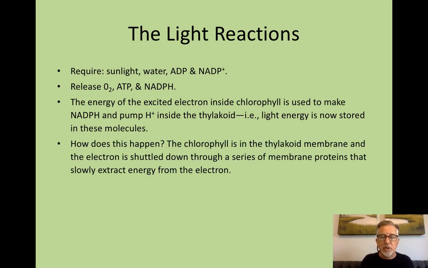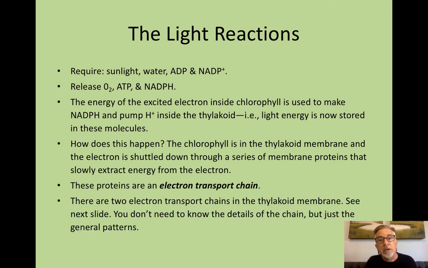And this happens because the chlorophyll is in the thylakoid membrane and the electron is excited and then shuttled down a series of membrane proteins, in other words, down an electron transport chain, that slowly extract energy from the electron. There are actually two electron transport chains in photosynthesis, and we're going to see them in the next slide. You don't need to know the molecular details of the chain, but the general patterns of what happens. So let's take a look at that.